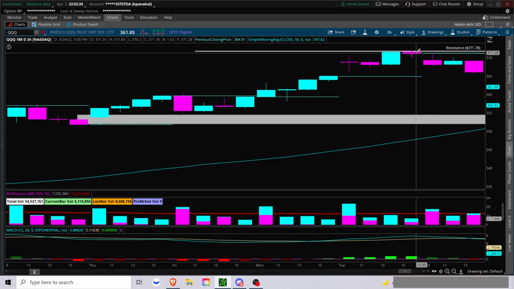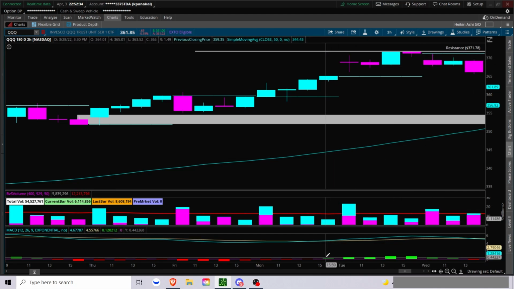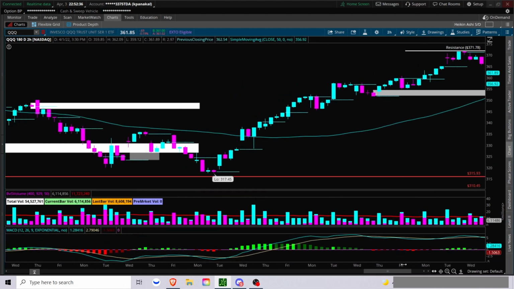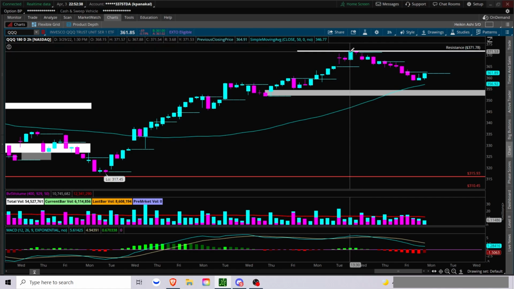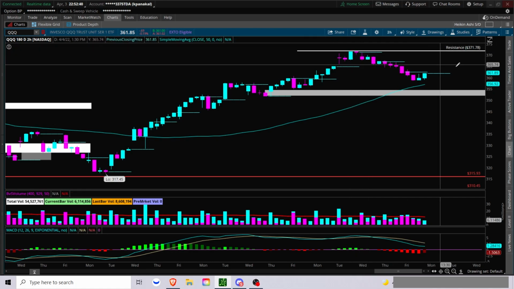What are we going to call it? Because I suck at terminology. I just like to look at it plain and simple. But you could see that it was a very small candle, right? It has long wicks, and you could see right after that we started trading down into the downside, right? It was like a reversal. So that's how you trade resistances.